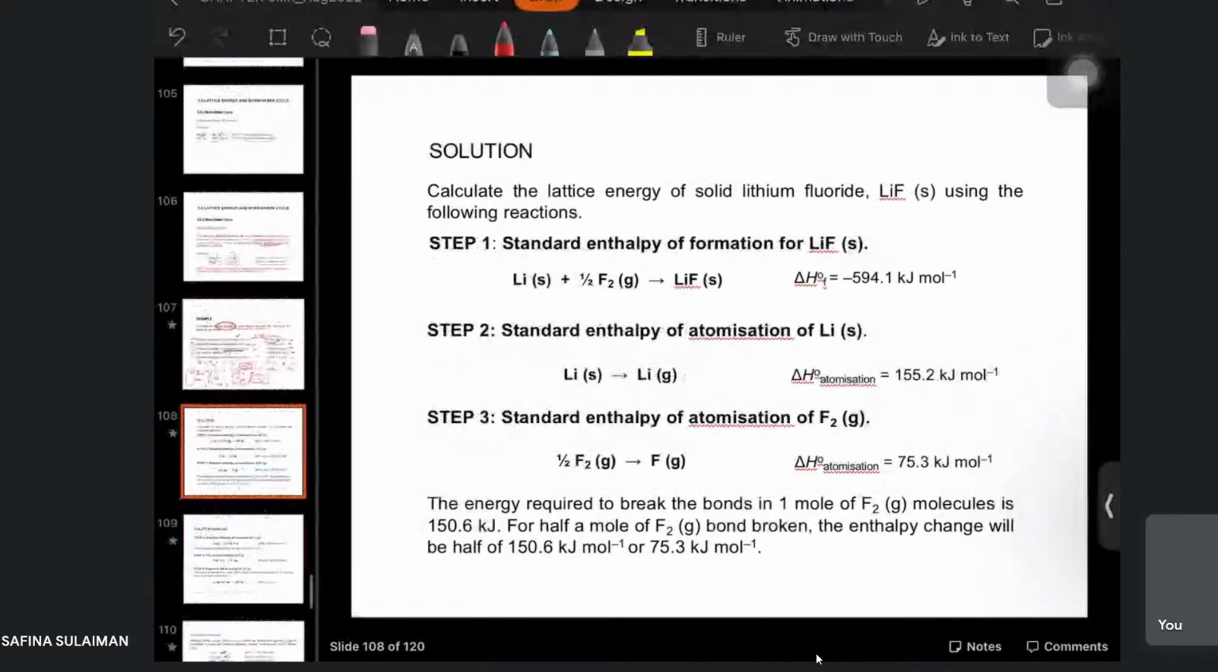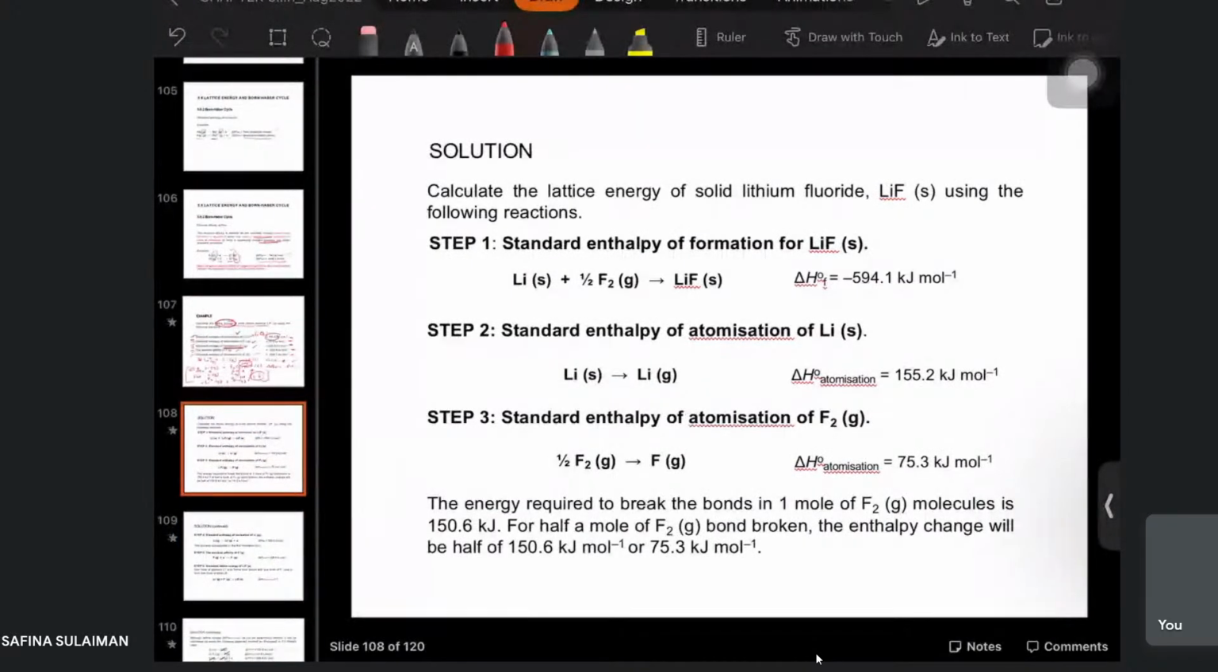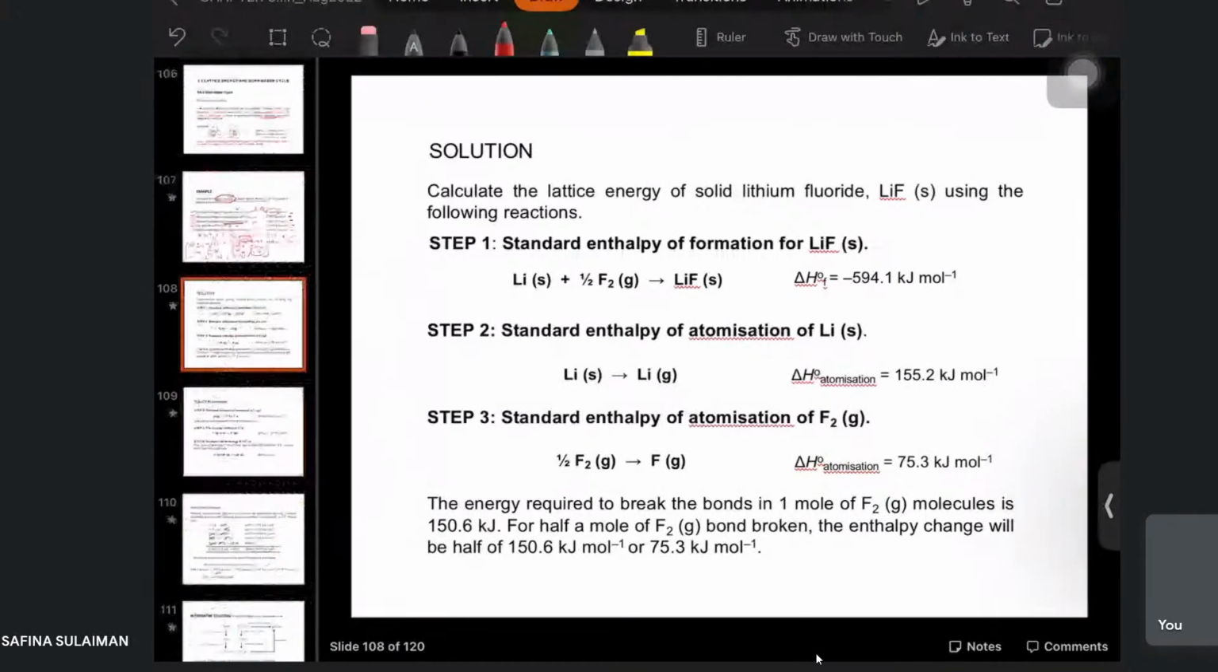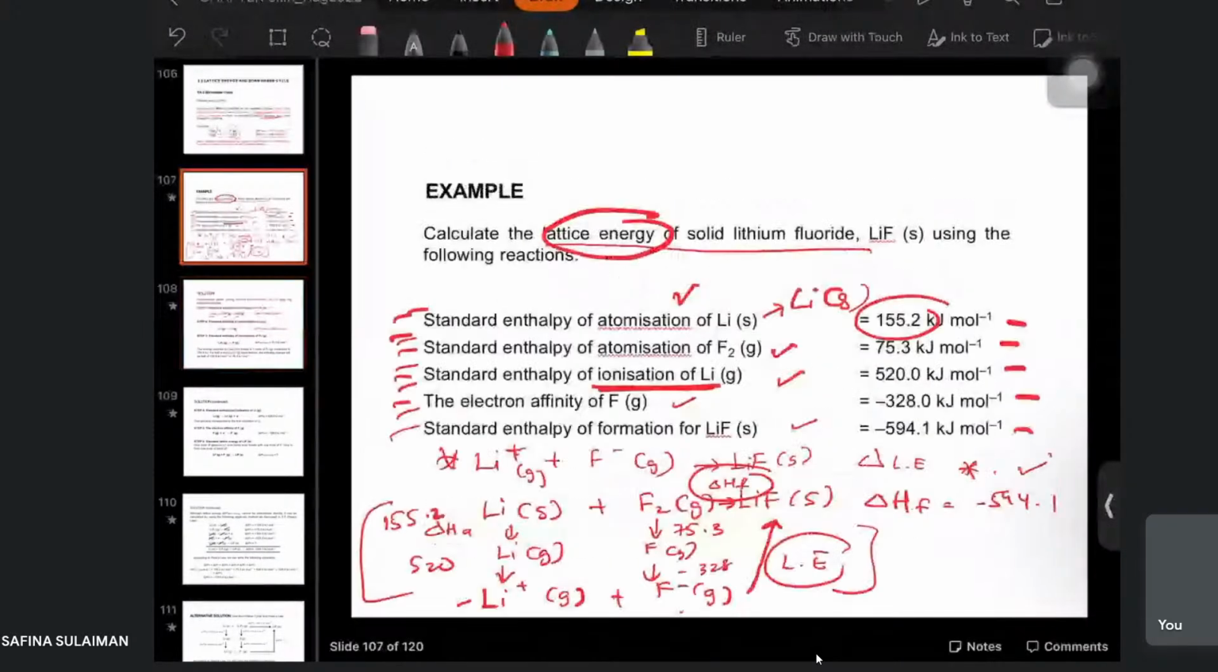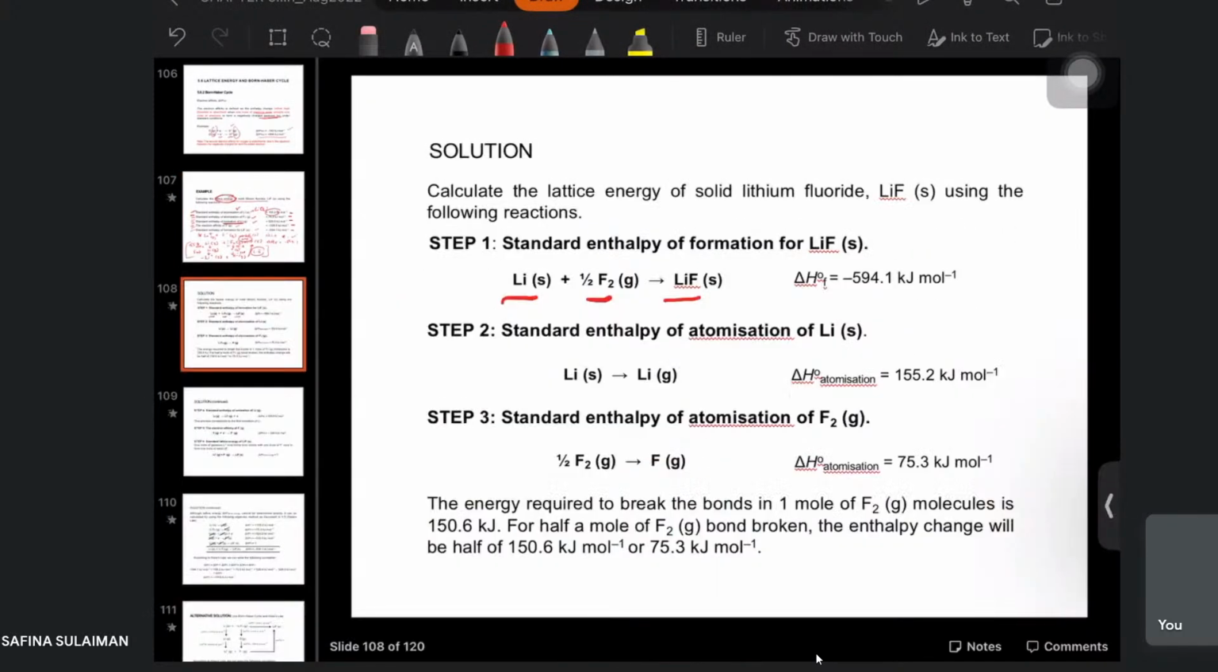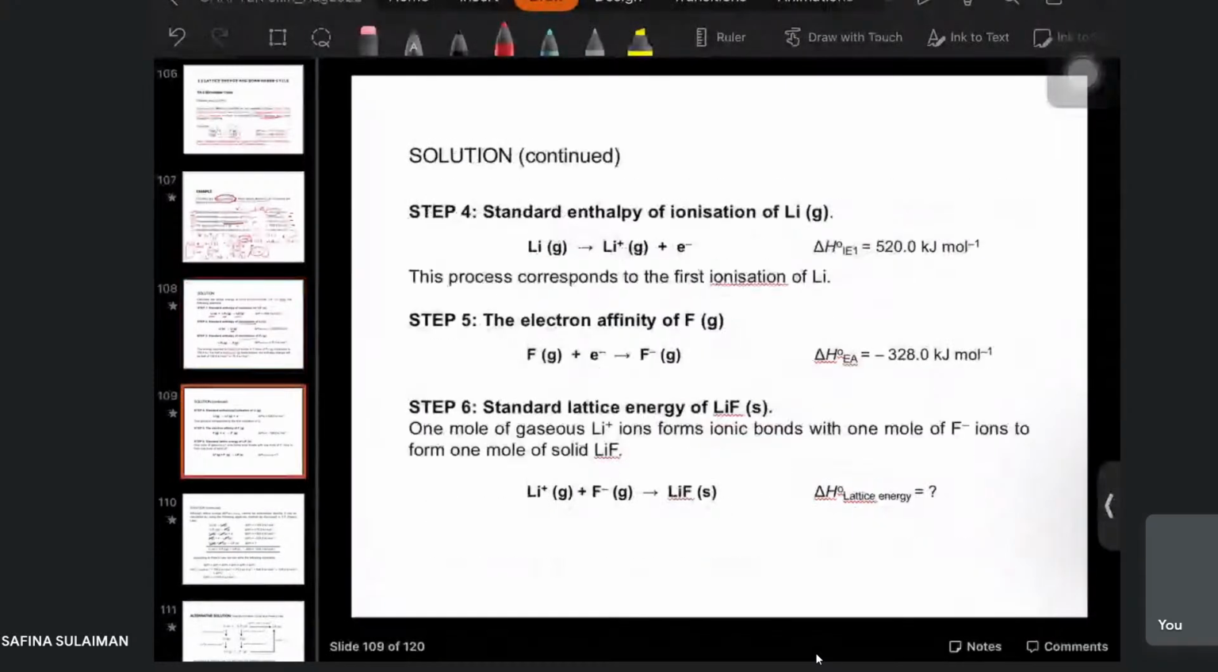Okay, so kalau you tengok pada solution ni, dia tunjukkan satu per satu apa dia punya equation. The first one formation of Li solid plus half F2 produce LiF. Saya lupa letak setengah, this one is half lah, sorry, half F2, baru dapat LiF. Kemudian Li solid kepada Li gas undergo atomization. Half F2 to F is atomization. And then Li gas kepada Li plus is ionization. And then F kepada F minus is electron affinity. And the last one is the lattice energy.